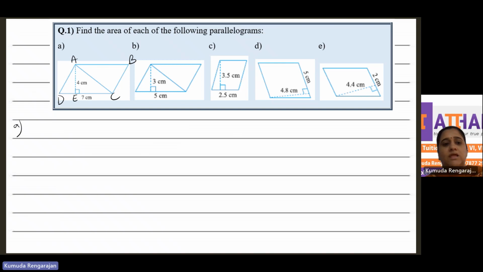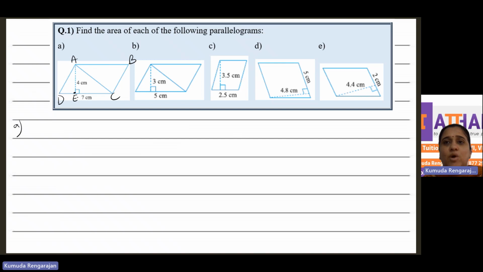I've marked the 4 vertices as well as this point E. E is not a vertex. A, B, C, D are the vertices of the parallelogram. E is a different point on DC. E is a point on DC.